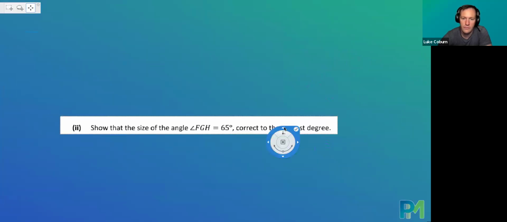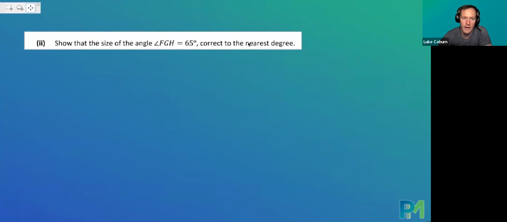Show that the size of the angle FGH is correct to the nearest degree. Now, I don't know about you, but I've already forgotten my diagram. So let's go back, and we're going to draw out the triangle again. And I'm going to include a few more labels this time.